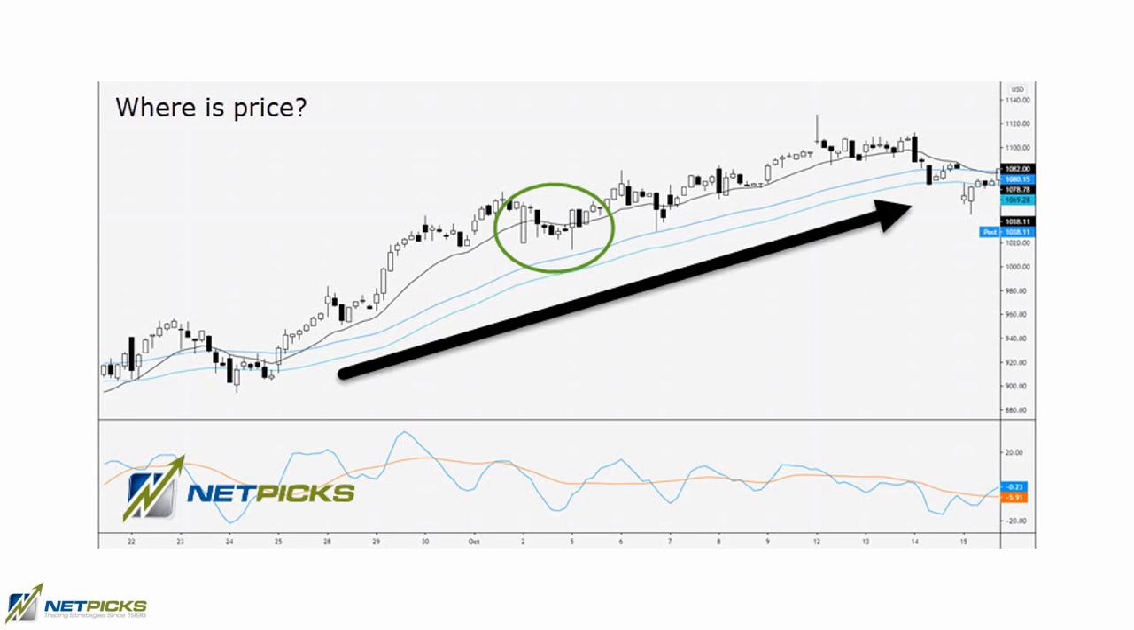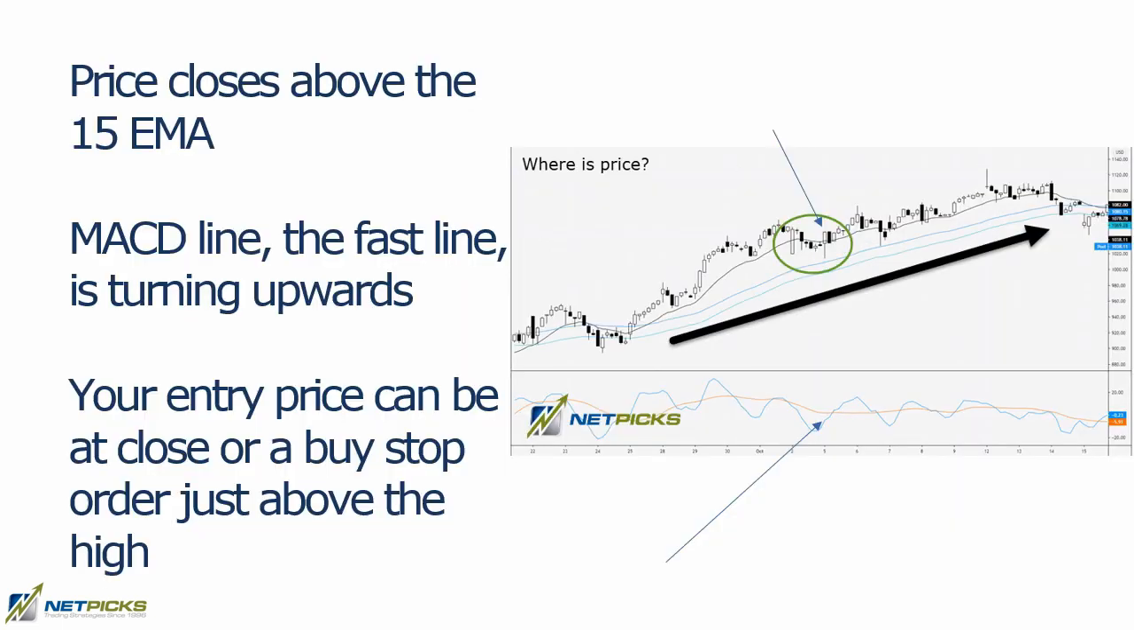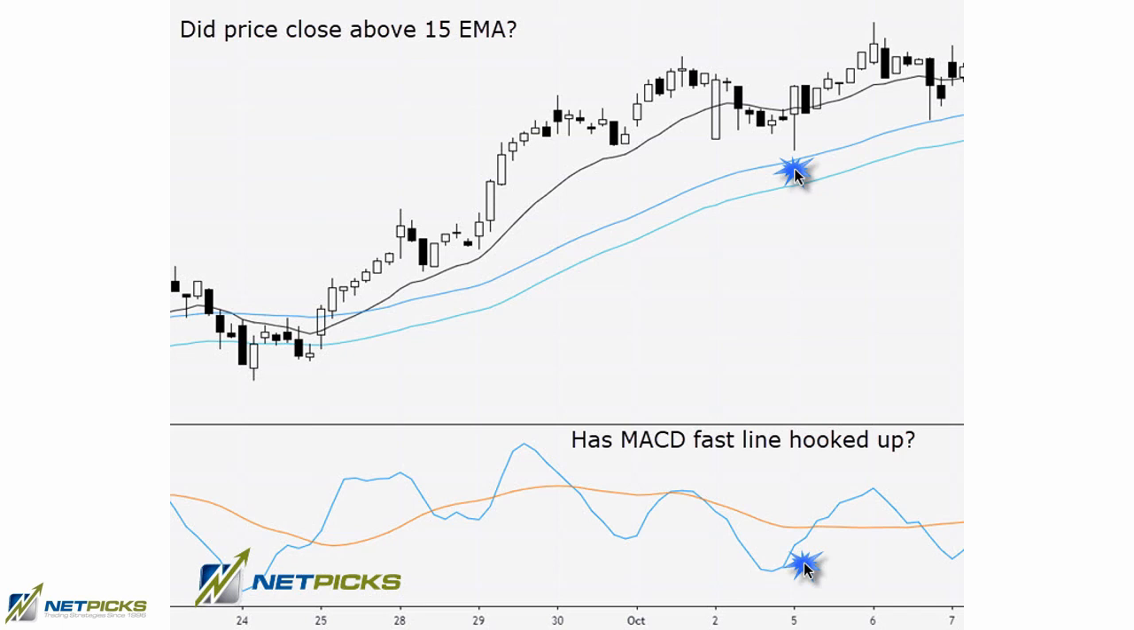And our trigger is very simple. Price will close above the 15 EMA. The MACD line, that fast line, we want to see it turning upwards on that. And your entry price can be at the close or do a buy stop order just above the highs. And you can see that price has closed above the moving average, and we do see a hook up in the fast line of the MACD.